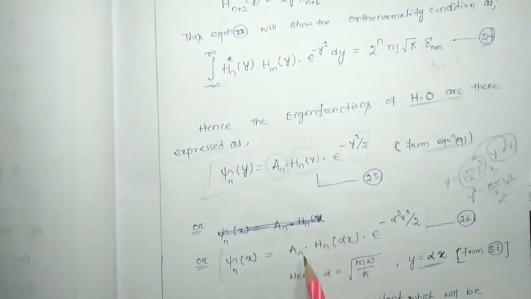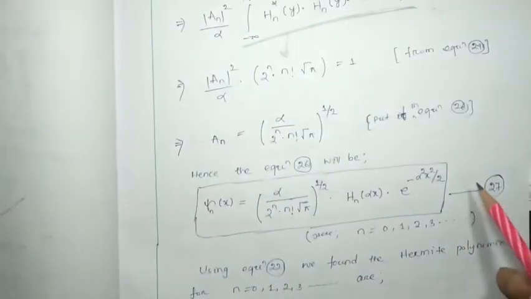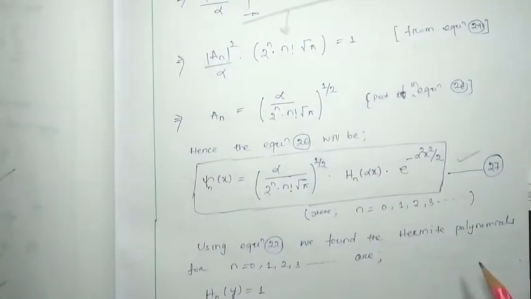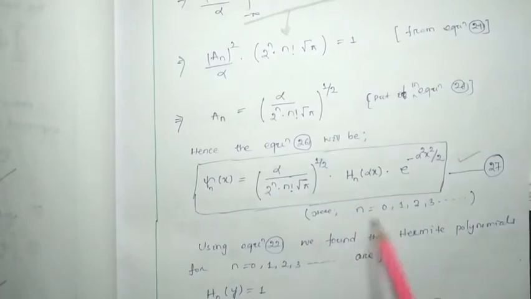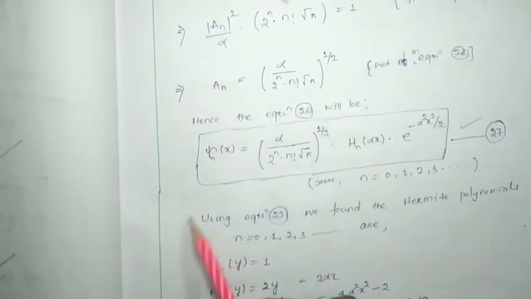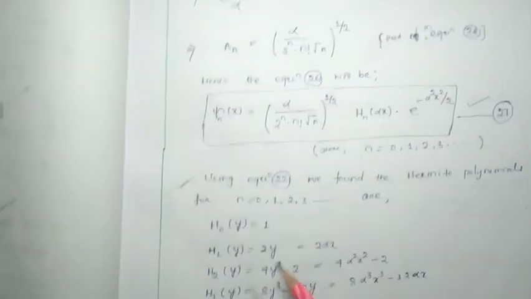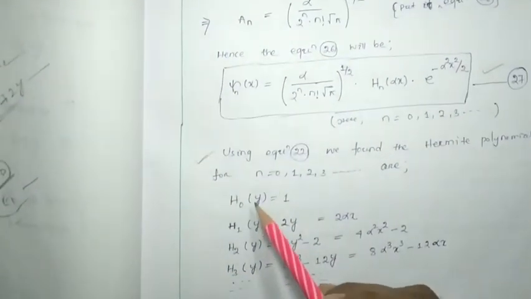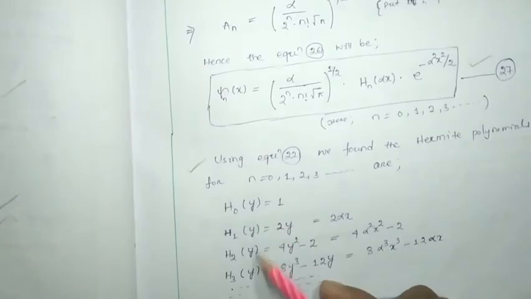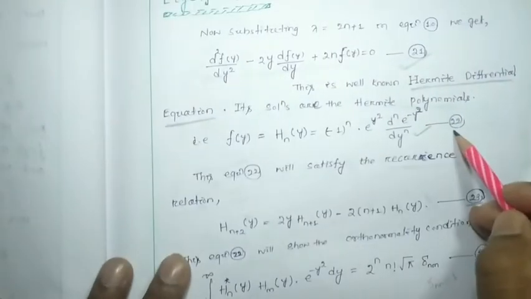That is equation number 27. Here I put the value of an. We found the equation number 27, and here n equal to 0, 1, 2, 3 and so on. Using equation number 22, the value of hn we are going to find like this. See, here equation number 22 is this one.